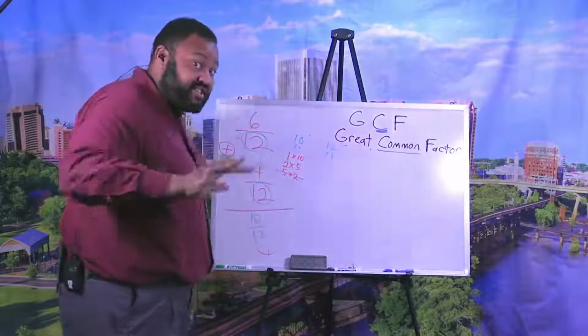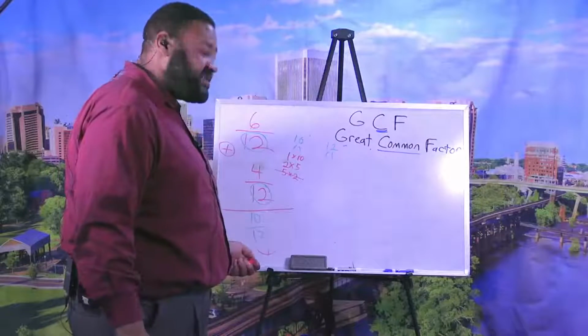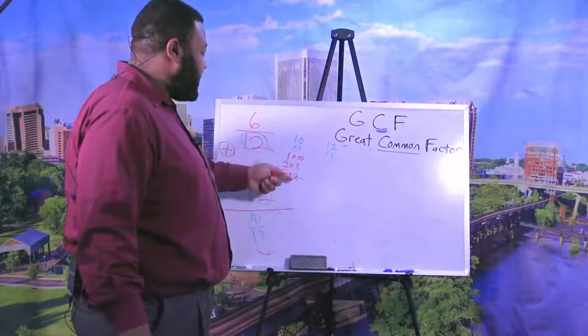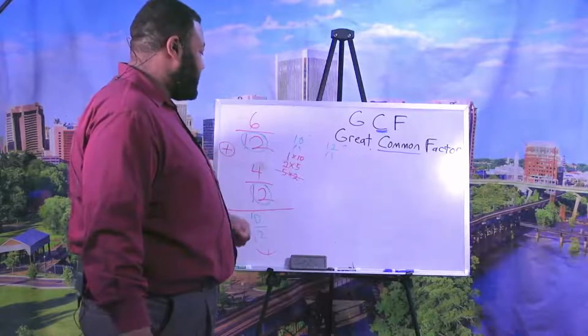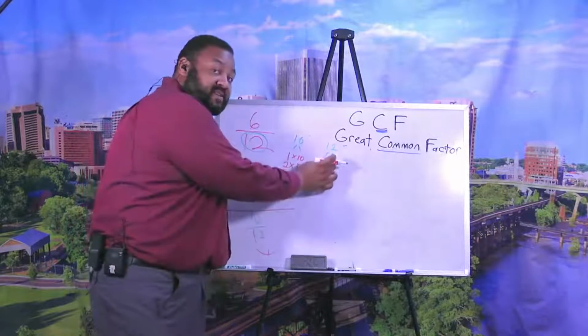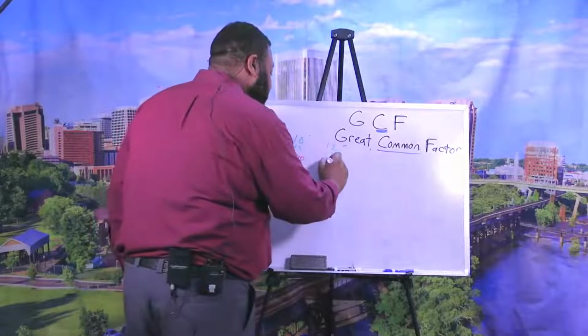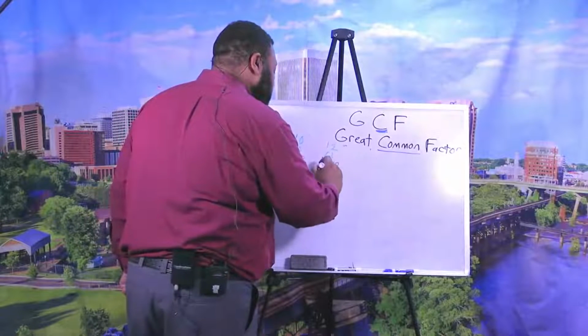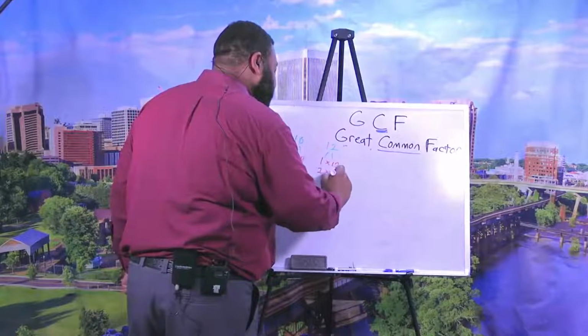I crossed it out. It's not wrong, it's still the same thing. But when we get a turnaround, we don't need to repeat it. So it'll be a 1, 2, 5, and a 10. And what times what gives me 12? 1 times 12. 2 times 6.